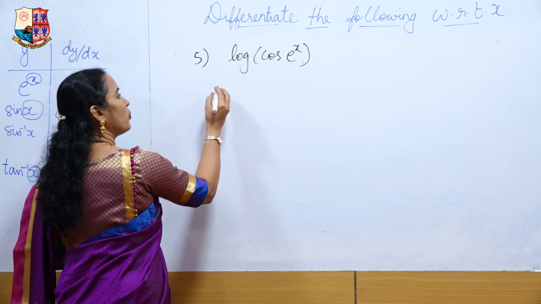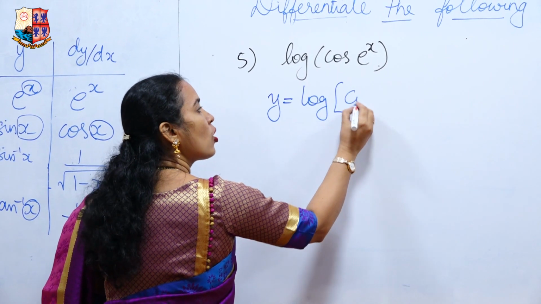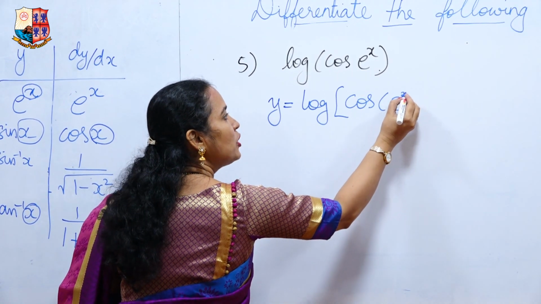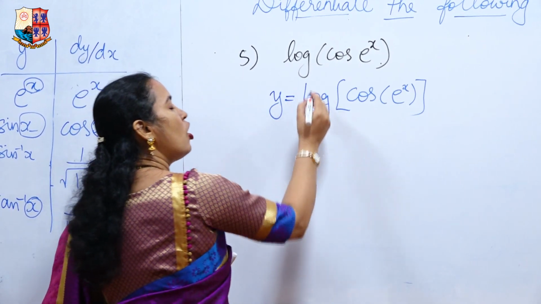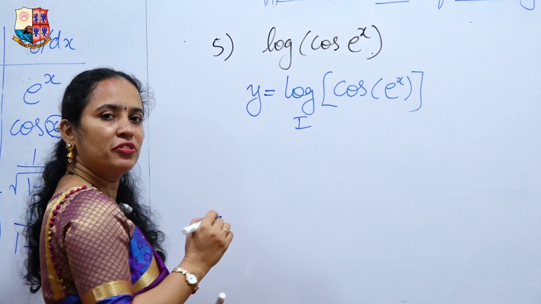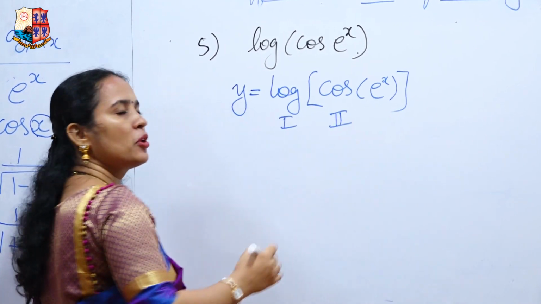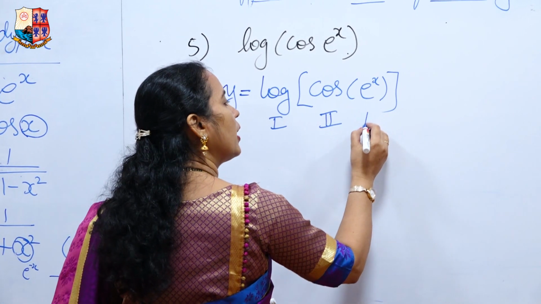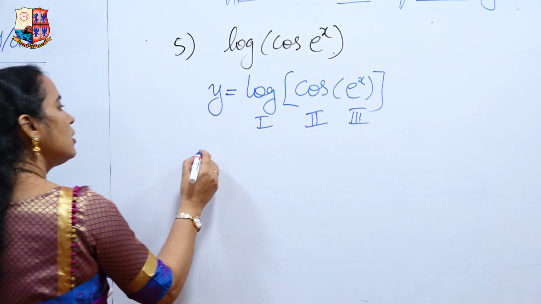Next problem, fifth one. y is equal to log of cos of e to the power x. This is quite a simple function. Log x will be your first function in chain rule. Next you have cos x, which will be your second function in chain rule, and third will be your e to the power x. Simple differentiation.